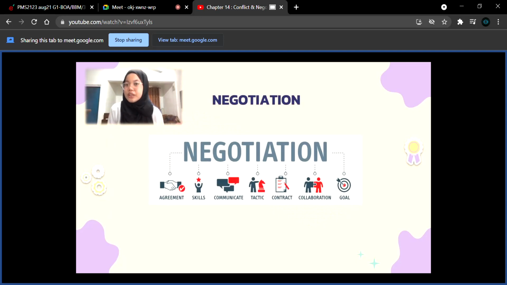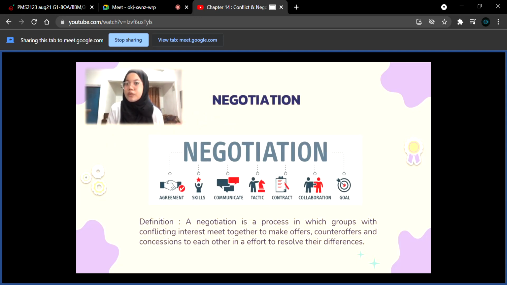Negotiation. A negotiation is a process in which groups with conflicting interests meet together to make offers, counteroffers, and concessions to each other in an effort to resolve their differences. Managers need to be involved in negotiation with others since disagreements that can lead to conflict are most likely to happen in an organization. With the inclusion of the manager, joint decision can be made so that both parties and their differences in preference is satisfied.